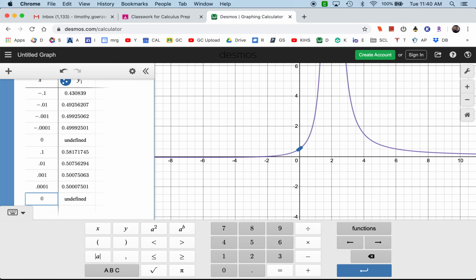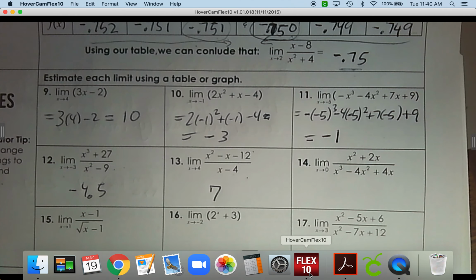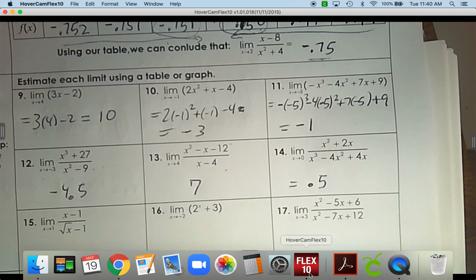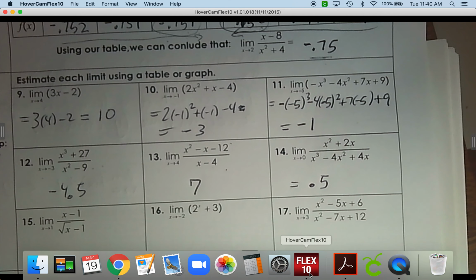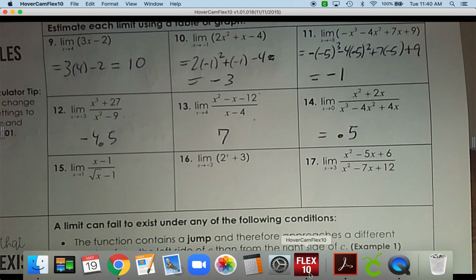So left and the right, they both agree what y value it's getting closer to. And I'm going to round it. So now I can put my answer down. So for here, what's the limit? What is it getting closer to? And the answer is 1/2 or 0.5 using table of values and Desmos.